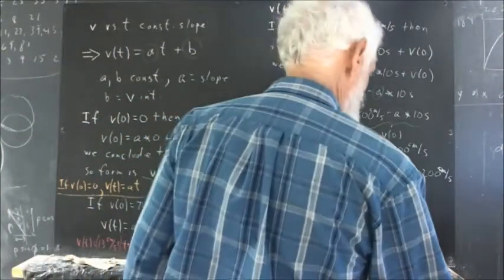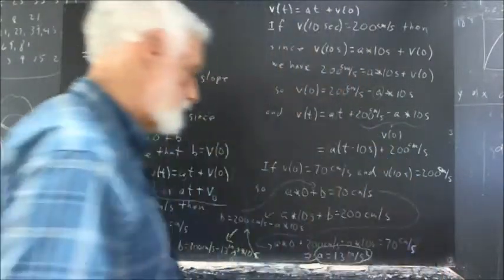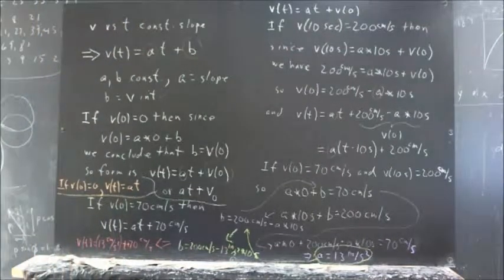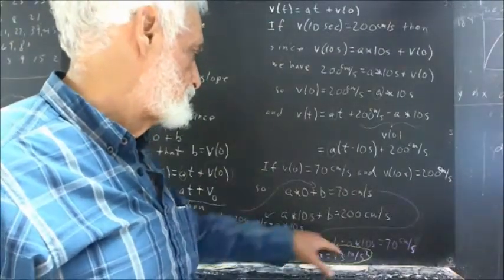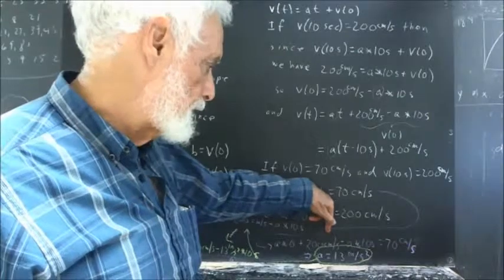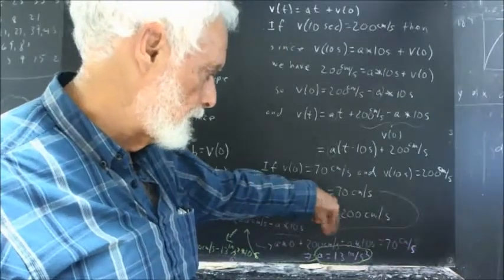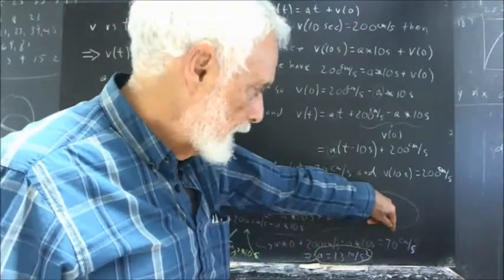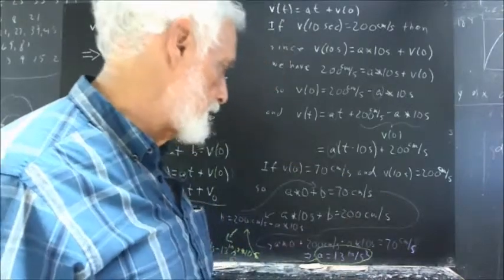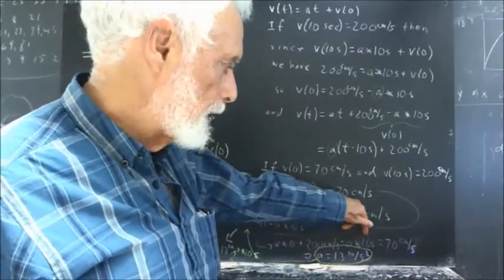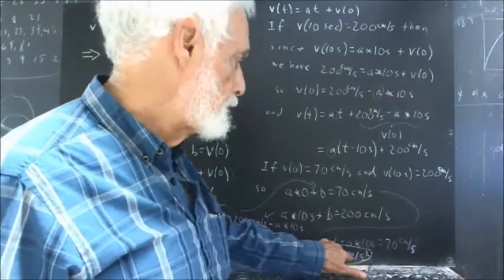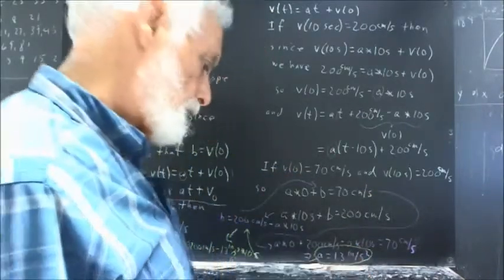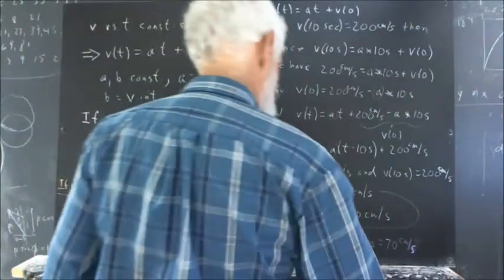And that second got blurred in transporting the board, but let's make sure we can see that. Okay, and solving that is quite simple. A times 0 is 0. We can subtract the 200 centimeters per second from both sides. On this side, we'll get negative 130 centimeters per second. On this side, we have negative a times 10 seconds. Dividing both sides by 10 seconds, we get a equals 13 meters per second squared, but it should be centimeters per second squared.